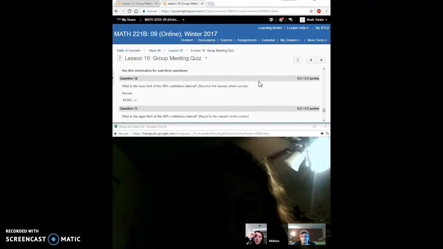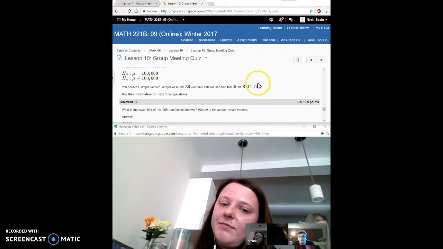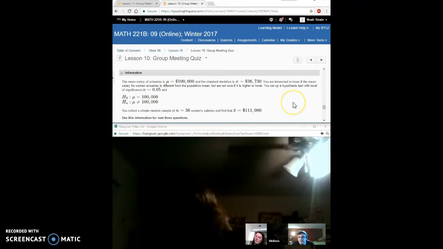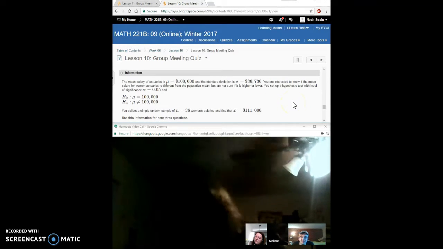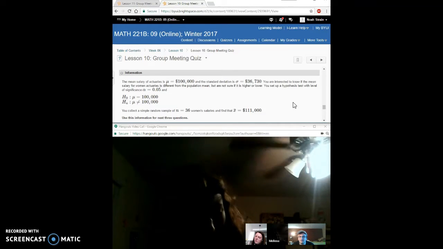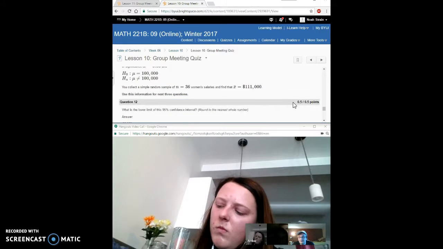So they're talking about the margin of error. First you find the margin of error for this problem. For the 95% confidence interval, that gives us a z-score of 1.96. So we do 1.96 times our standard deviation of 36,730 divided by the square root of our sample size, which is 36.